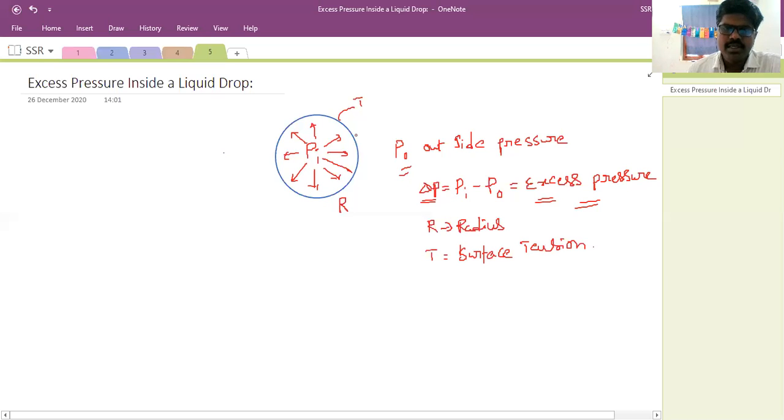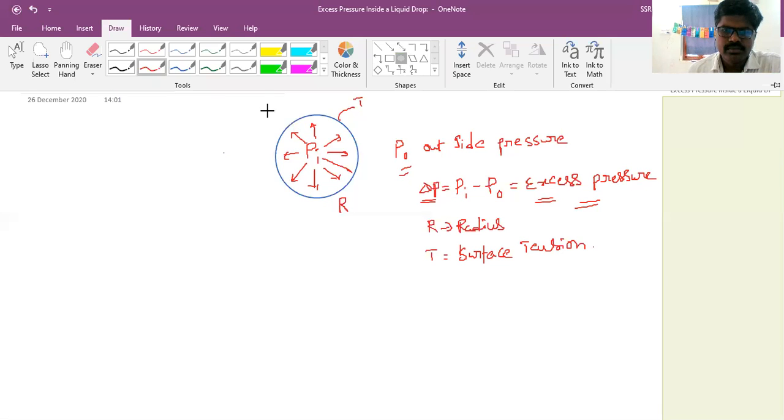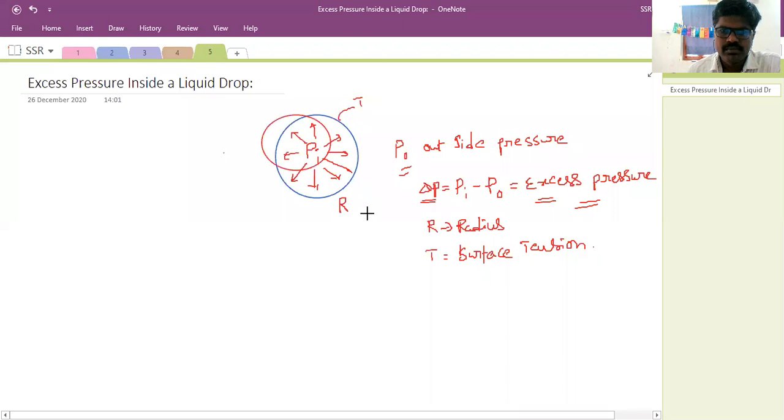Now because of this pressure there is a small increase in the radius of this liquid drop. That increase you can take symmetrically, like this. Let us say the small increase is dr. dr is the small increase in the radius of the liquid drop.